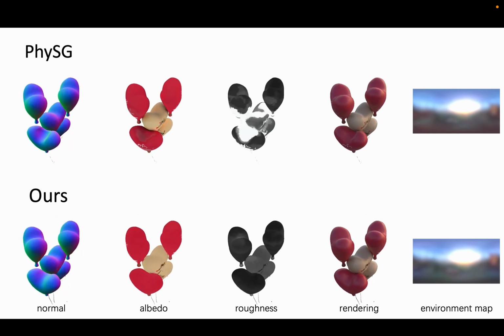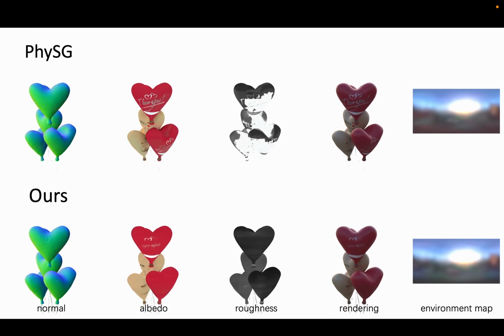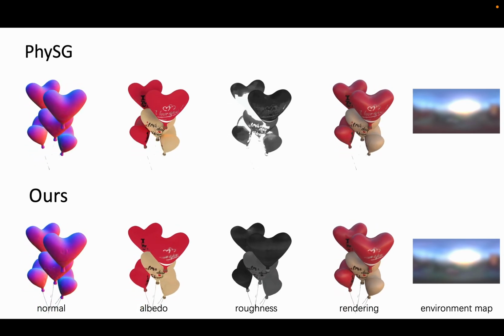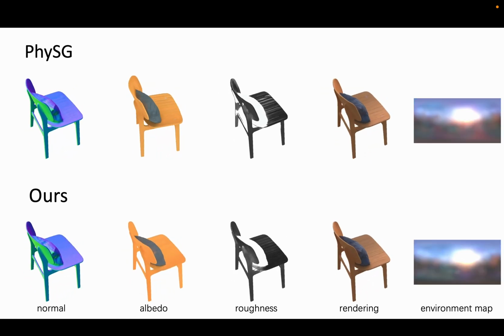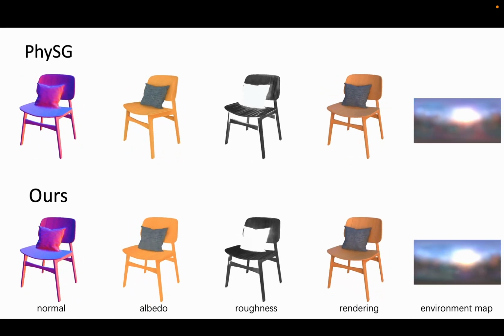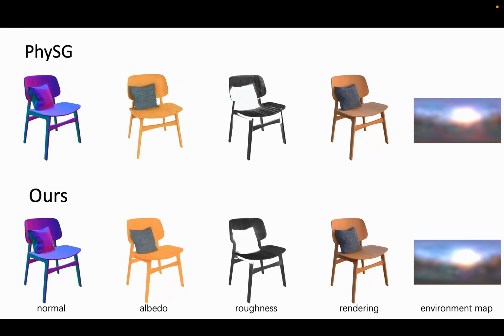Similarly, in this balloon scene, phi-SG cannot predict correct roughness, especially for occluded areas such as the back of the top right balloon. On the contrary, by modeling indirect lights, our method can predict reasonable illumination, geometry, albedo, and roughness.